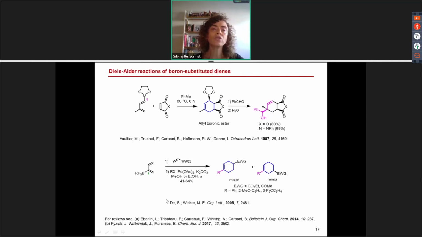The Diels-Alder reactions of boron-substituted dienes had been known for some years. The boron can be introduced at carbon 1, and this gives an allylic boron compound, which then can be submitted to an elaboration reaction with aldehydes to introduce diversity, or the boron can be at carbon 2, which gives an alkenyl boronate, which can be submitted to different reactions like a Suzuki-Miyaura cross-coupling, as shown here.